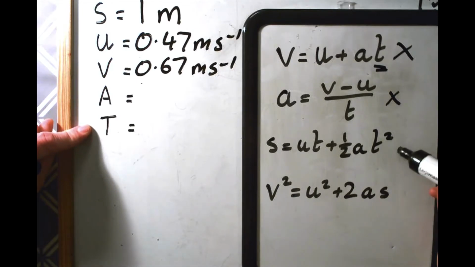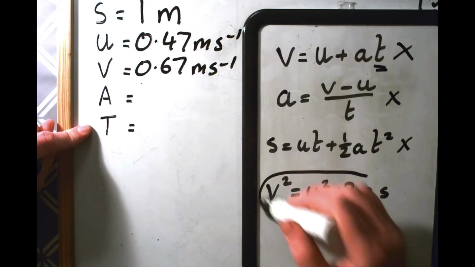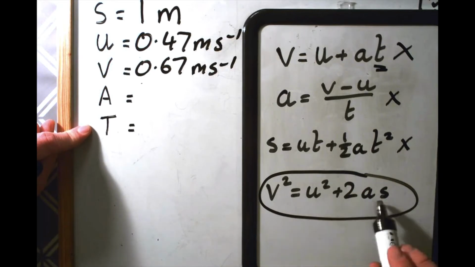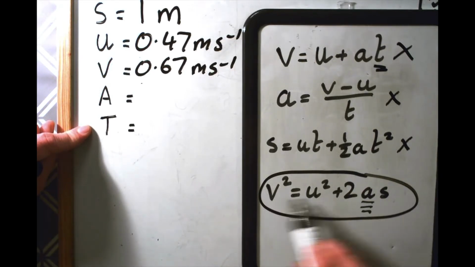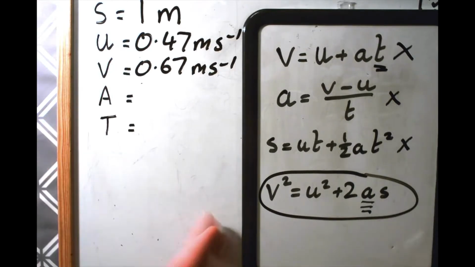Still got T involved, no good. But let's look at this last one. V squared is equal to U squared plus 2AS. Well, A is what we're looking for, and we know everything else. We know V, we know U, and we know S. This is our winner. So let's go with that.